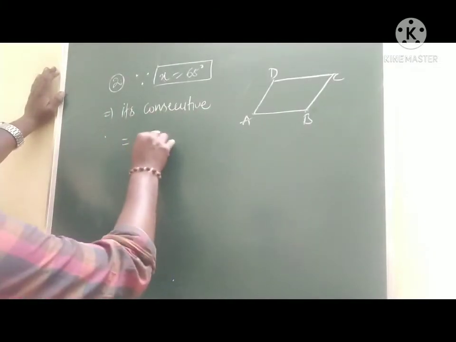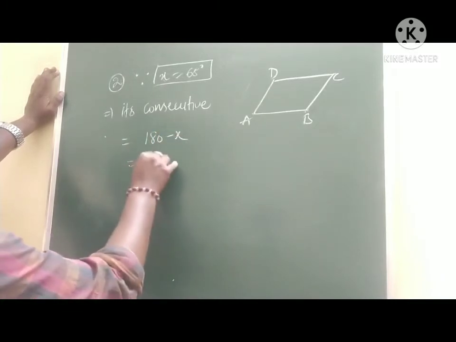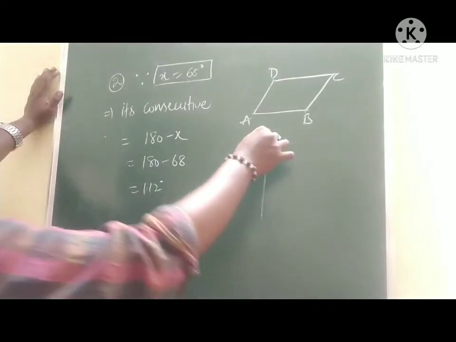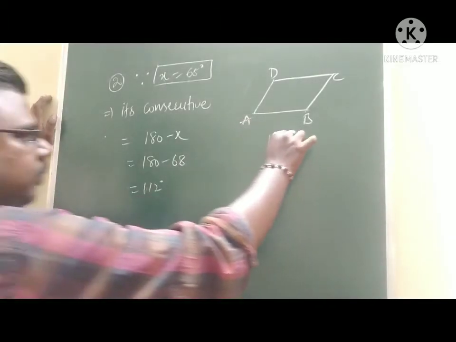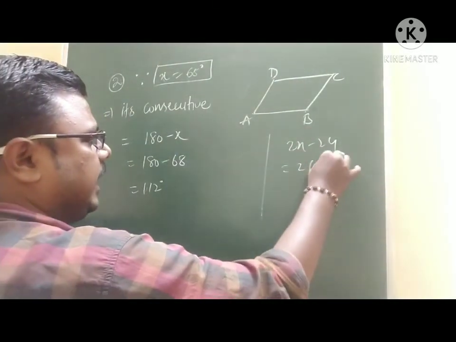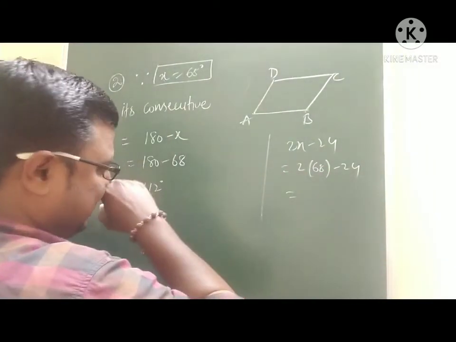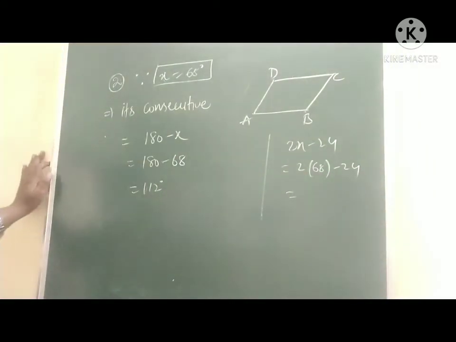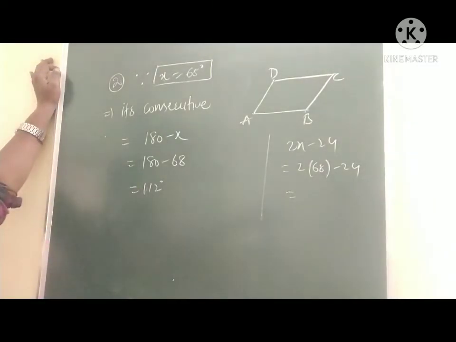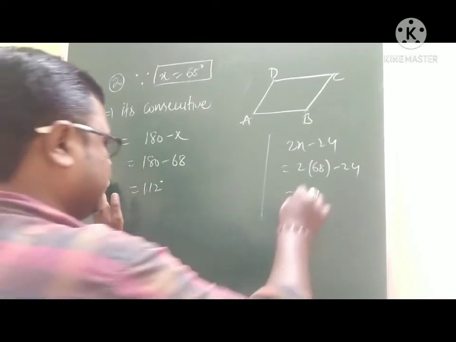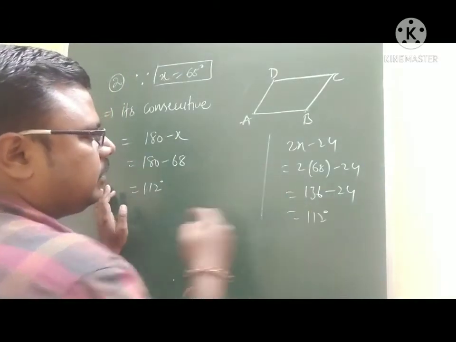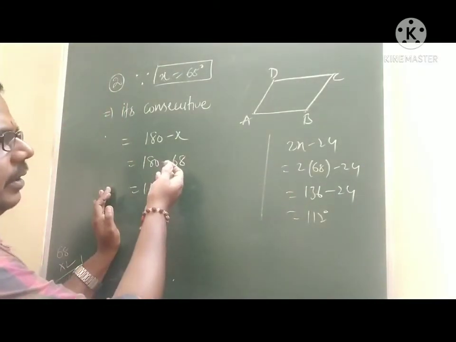By using any one condition, you will get its consecutive. So let me go ahead with the easy one, 180 minus x. So 180 minus 68, you will get 112. If you want, you can see the second one, 2x minus 24. Here I am doing the rough work: 2 into 68 minus 24. So how much will you get here? 68 multiplied by 2 is 136, minus 24, which is nothing but 112. So by using that or this, you will get the same.